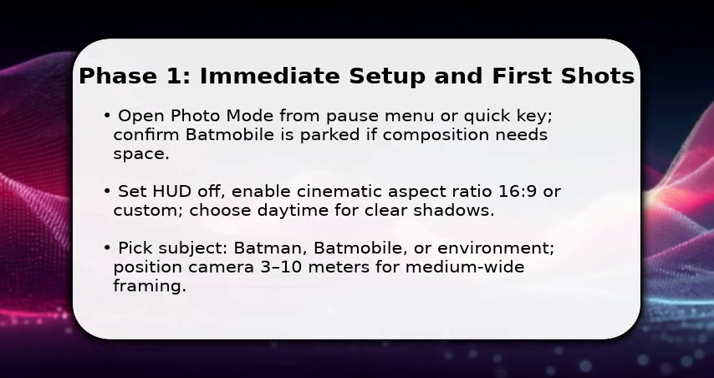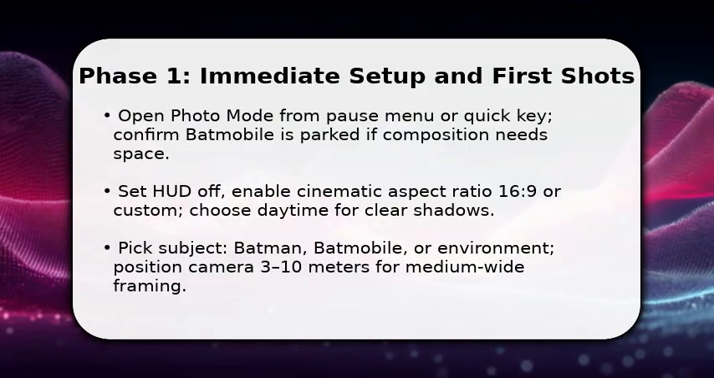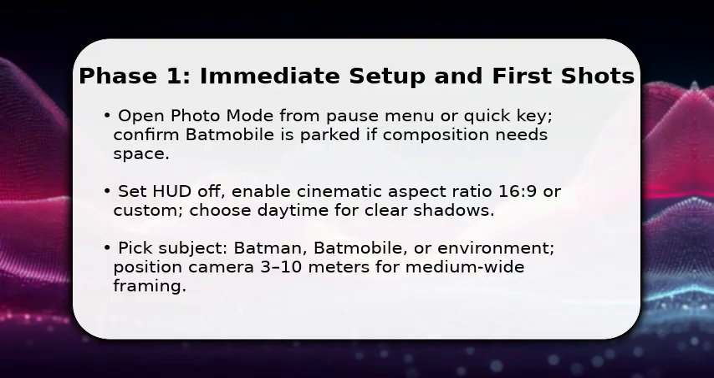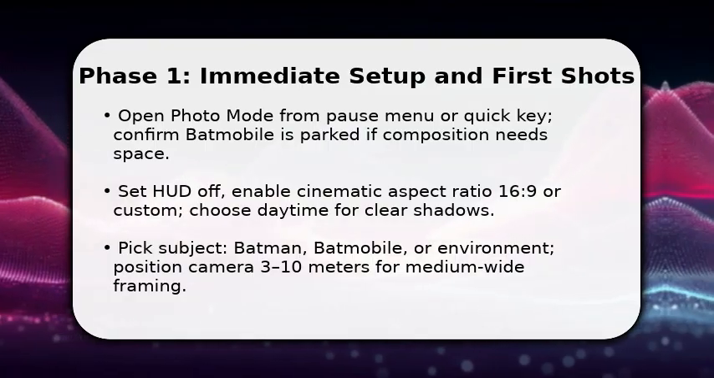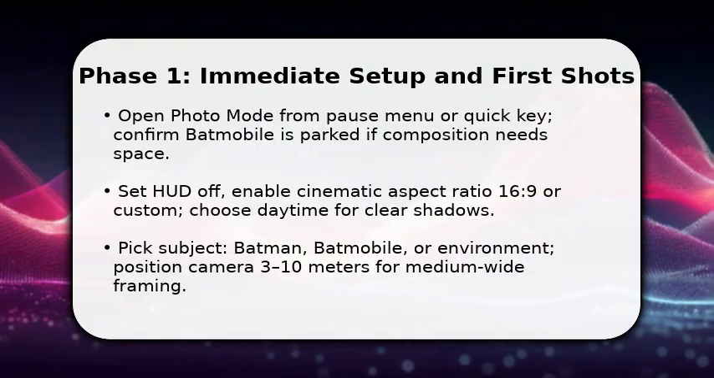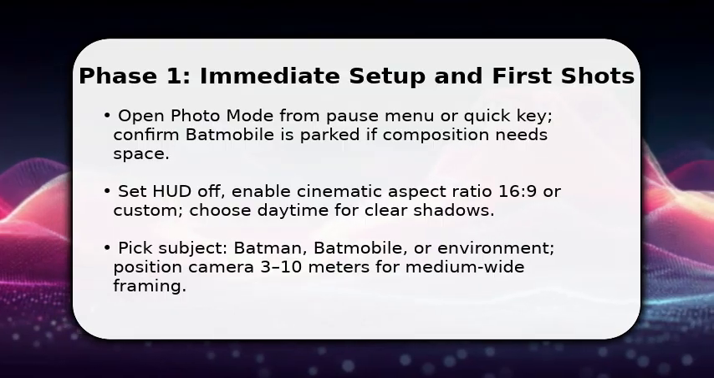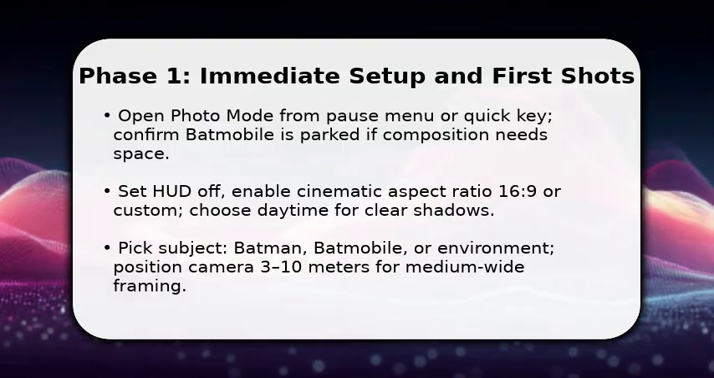You start by jumping straight into photo mode. Press the pause menu key and select photo mode now. Once inside, turn HUD off so nothing distracts the frame, and choose a cinematic aspect ratio like 16:9 for drama. Make sure the Batmobile is parked or out of frame if you want uncluttered composition.